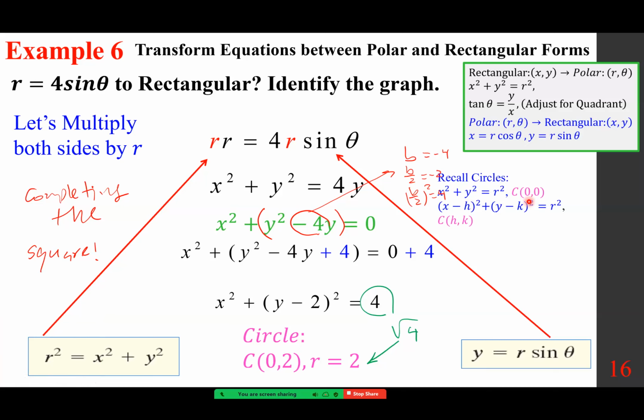So I'm looking at this, okay? Equation of a circle. I hope everybody's okay with those. Very straightforward, everybody, okay?